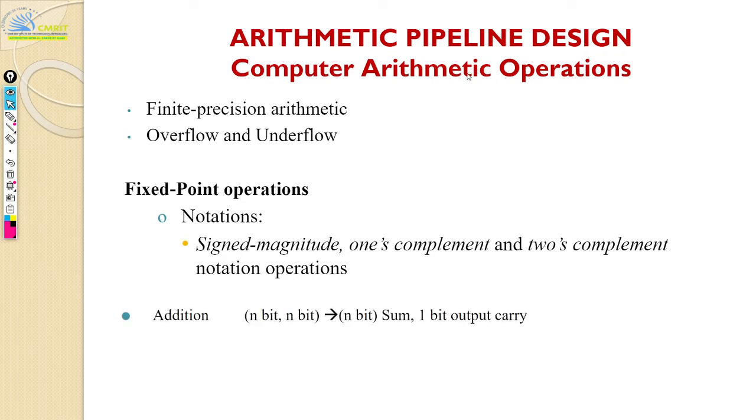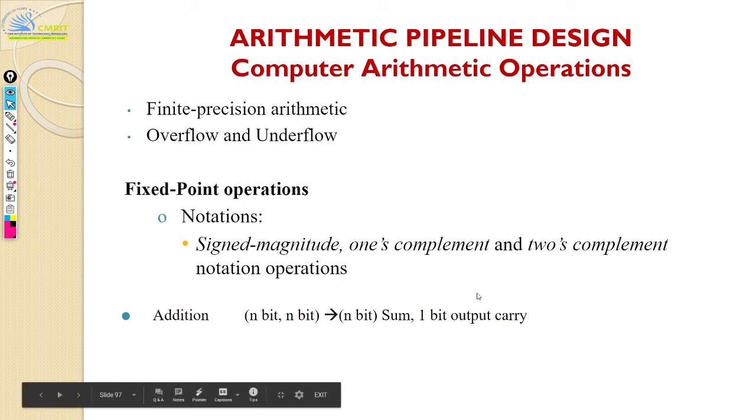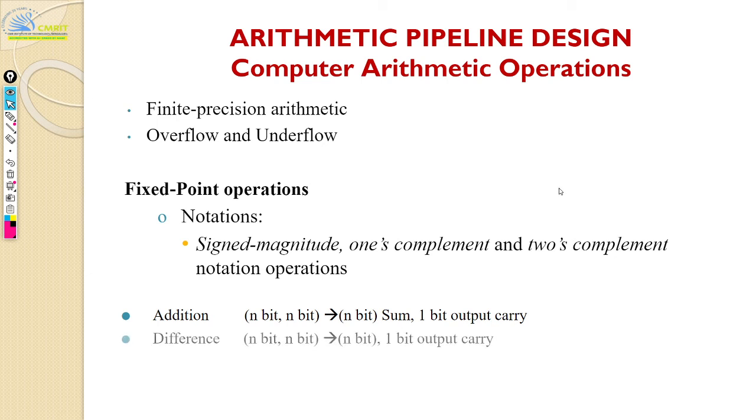So now coming to addition. How do you do addition of fixed point numbers? You have two n bit numbers, and when you add two n bits, the output will be n bit, correct? But there is also going to be a one bit output, which we call carry, correct? Similarly, when you have to do subtraction, or calculate the difference, it's the same. You subtract an n bit number from another n bit number, so you get an n bit output along with a carry.